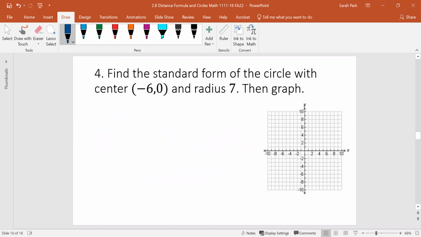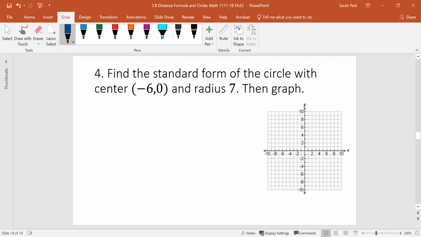Okay, let's try another one. Number 4. Actually, pause the video and try to see if you can do this one on your own. Find the standard form of a circle with center -6, 0, and radius 7. And then when you're done, check back. Let's check back the solution together, and also graph.